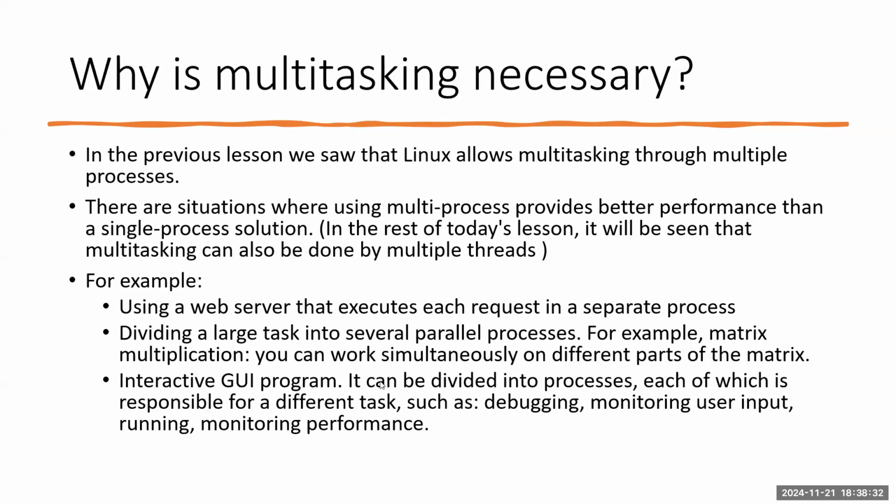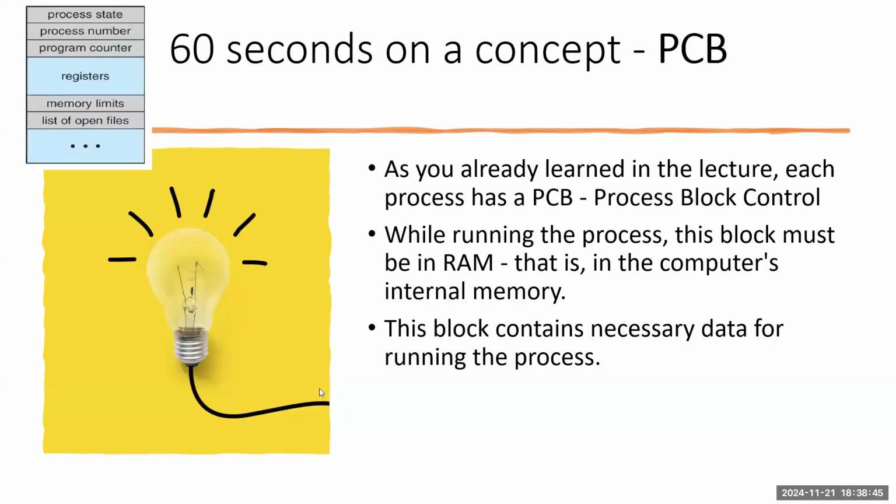Interactive GUI programs can be divided into processes, each of which is responsible for different tasks. For example, one process could be doing debugging, one monitoring user input and running the program, one monitoring performance, and all of them are running at the same time. Okay.